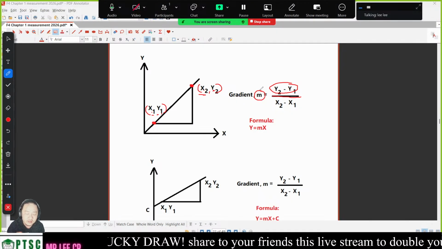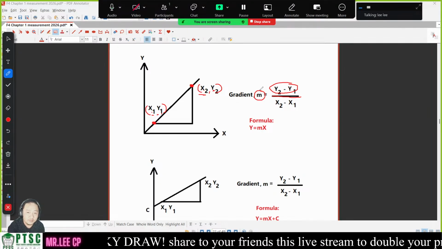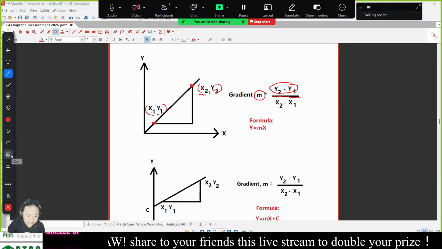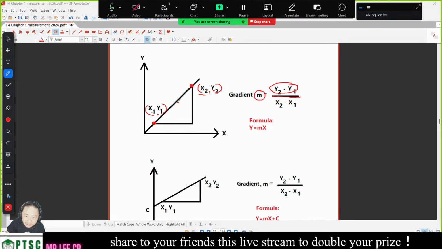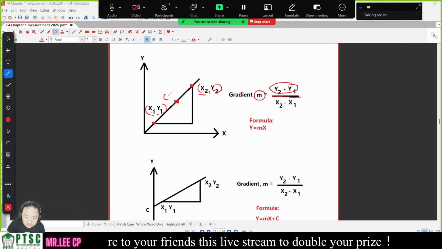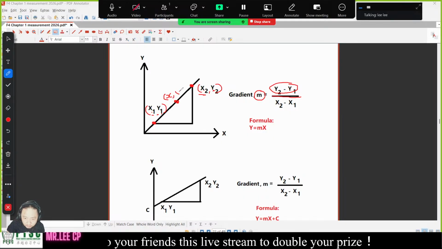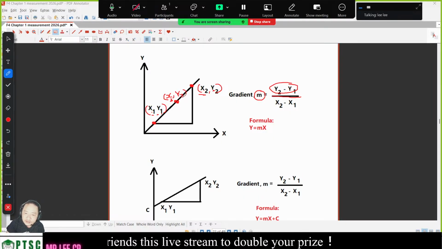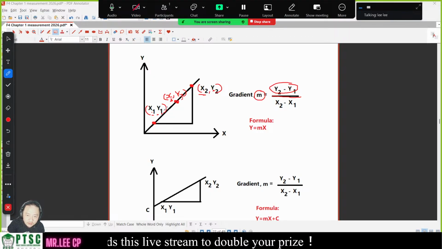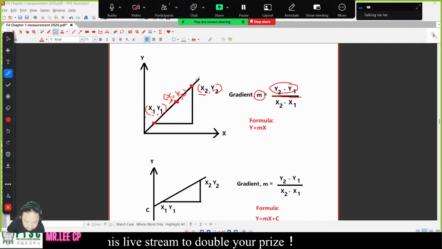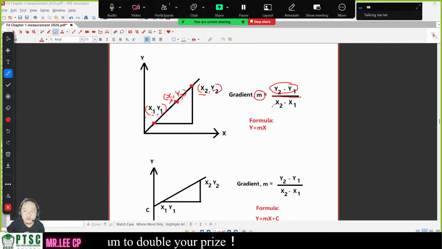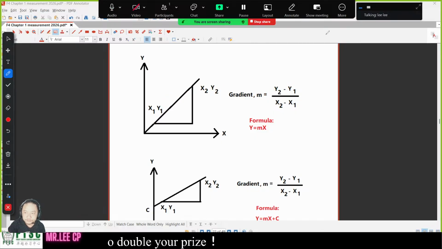The gradient of the graph will be the same as long as it is a straight line. You don't care whether, teacher, I take this point can or not, x3 and y3. Can or not? Yes, can. y3 minus y1 over x3 minus x1. As long as it is on the line, then okay already. The value of the gradient will be the same.